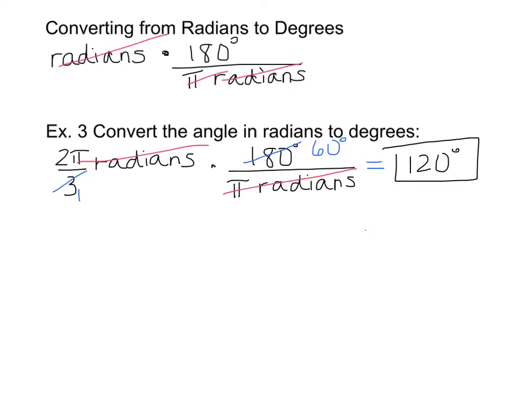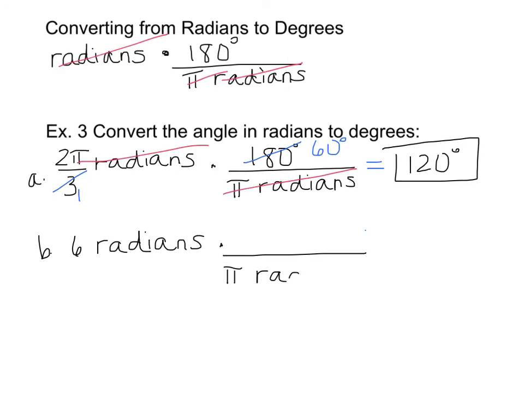Now, I want to caution you if you have something like radians, and not pi radians, just radians, and you go from radians to degrees. For example, if you had 6 radians, and I needed to convert this to degrees, and I know 1 pi radians equals 180 degrees.